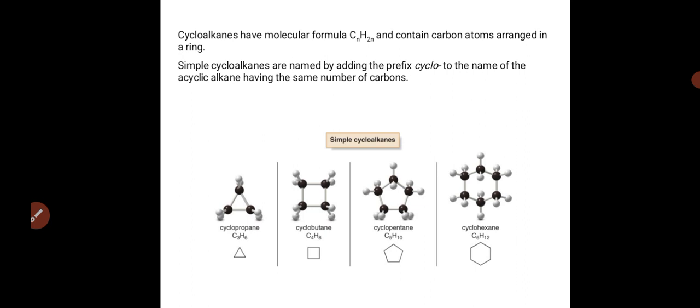If we have 3 carbons, you see these are all represented in ball and sticks. Instead of calling it propane, it is now cyclopropane, cyclobutane, cyclopentane, and cyclohexane. It's simple. If they have 5 carbons, it's cyclopentane. If they have 3, it is cyclopropane. You cannot just call it propane because it is in cyclic form, so you name it cyclopropane.